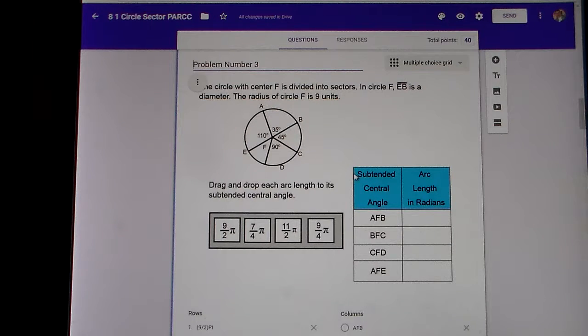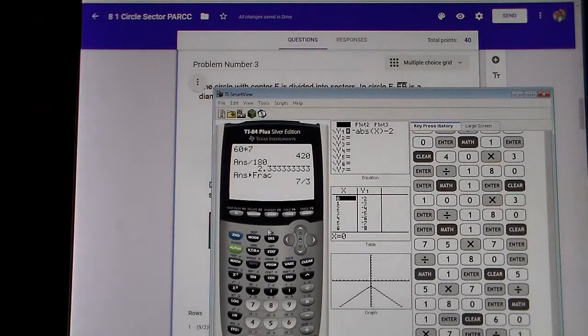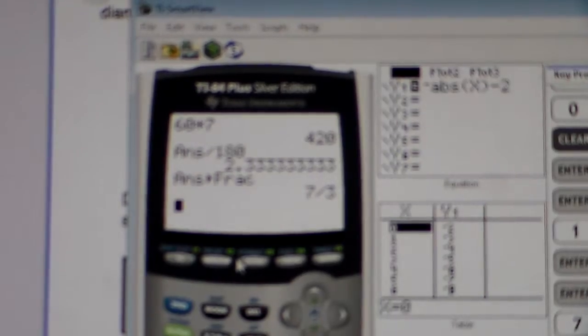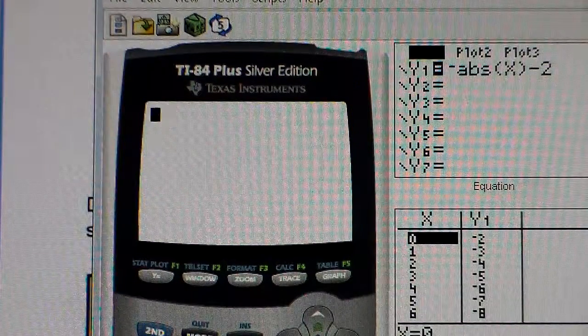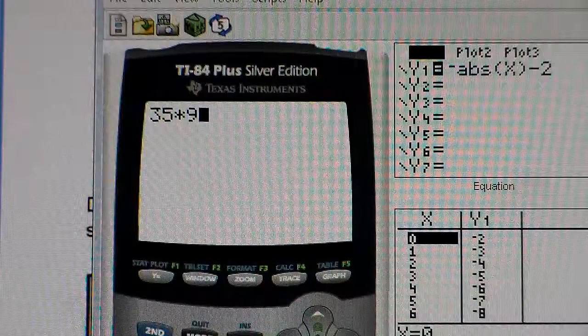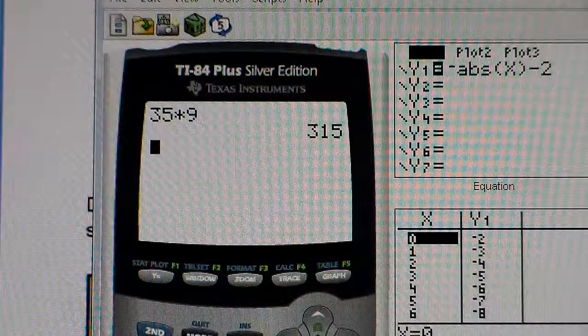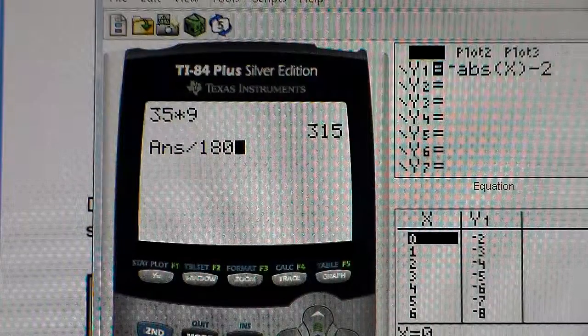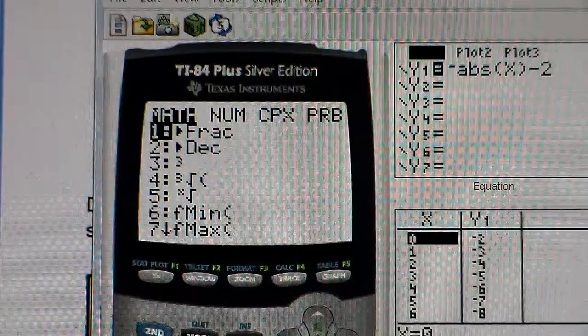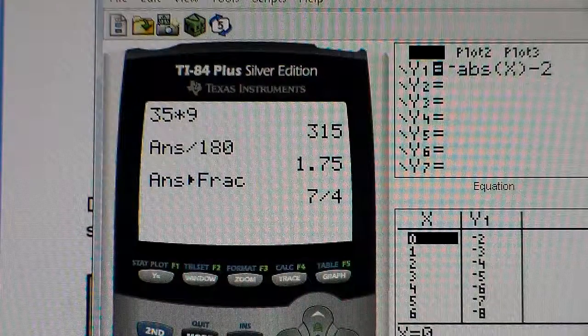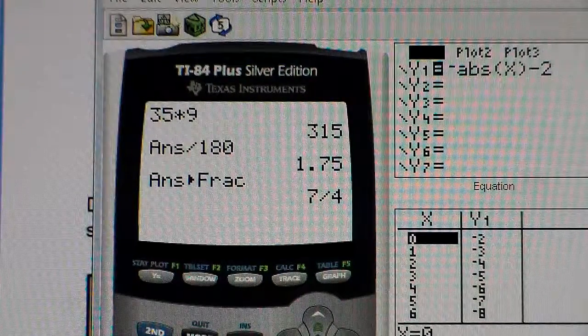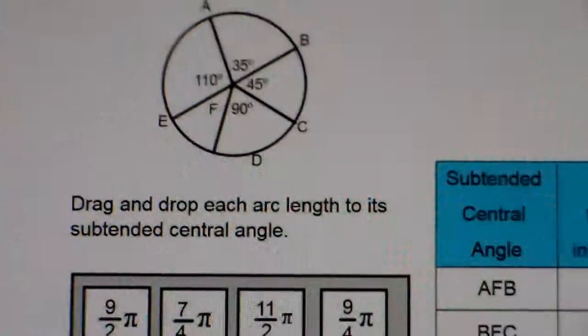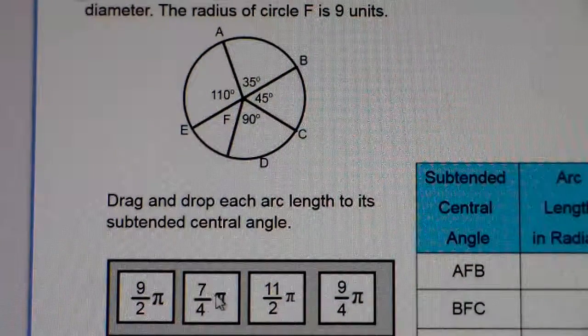The radius is 9 units. So if we want to find central angle AFB, we take that 35 degrees times 9. On a graphing calculator, once again, 35 times 9, and we divide it by 180. Then we hit math 1, enter, and we get 7/4. That's 7/4 pi.